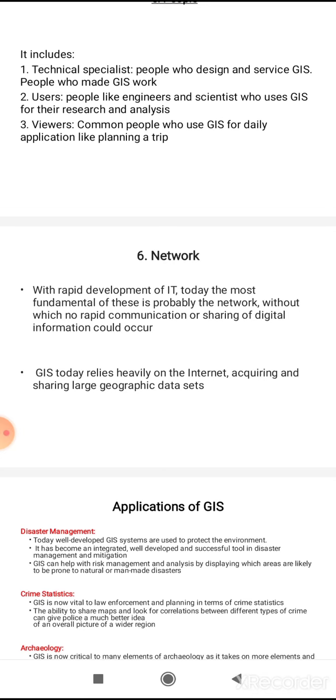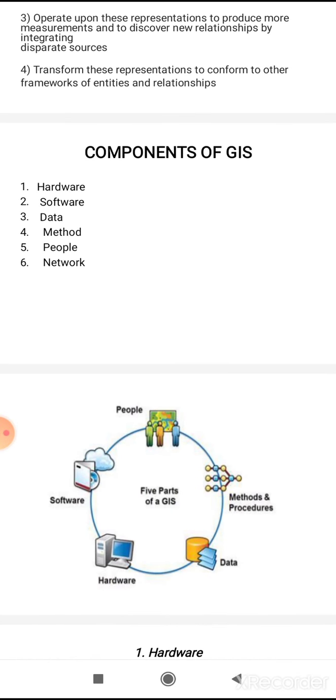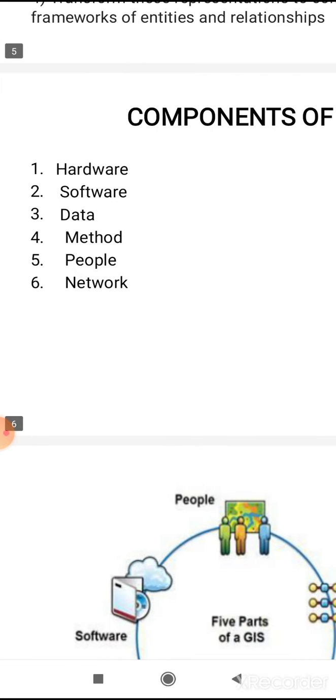At the beginning of this section, the components of GIS, I explained network as the combination of the above five components. It's not like that, it's a mistake of mine. Network means internet. Without internet the GIS technique is not possible.